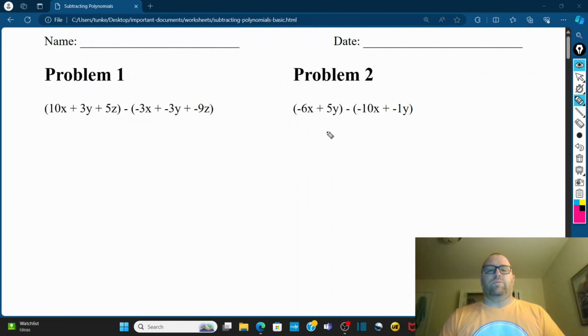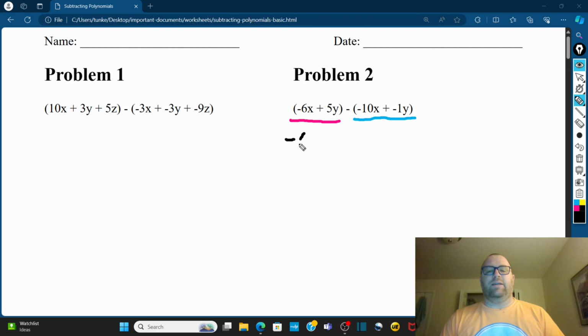So in problem two, we have the polynomial negative 6x plus 5y. And from that, we're subtracting negative 10x plus negative 1y. Okay, so again, with this problem, I'm going to rewrite it as addition. I'm going to drop the parentheses.